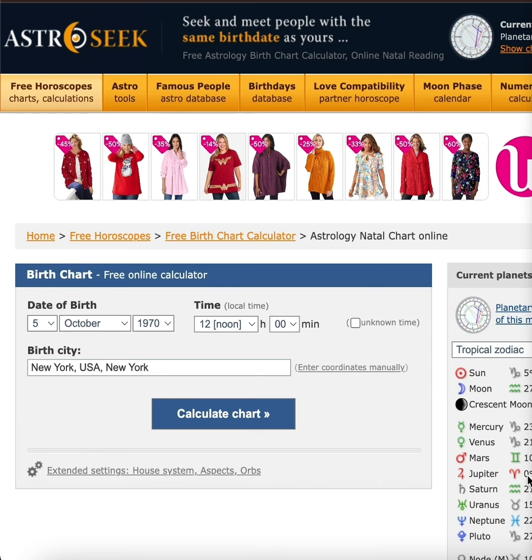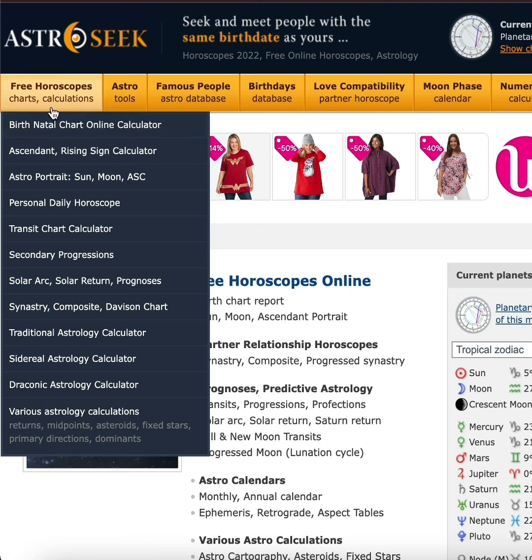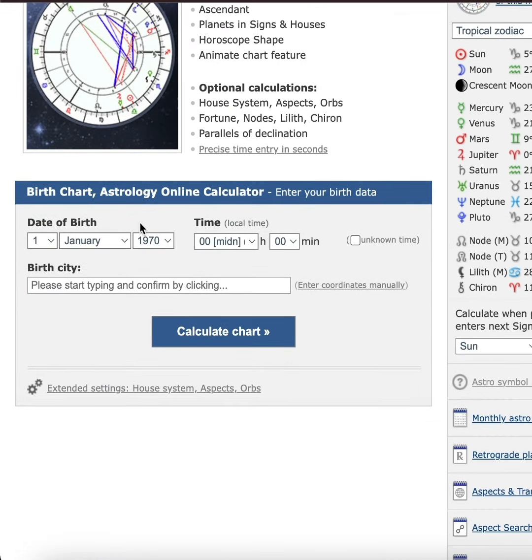Anyways, if you're new here, let's find out how to find your birth chart. So let's begin. First, go to the website AstroSeek. You want to use the birth chart online calculator. I like to use AstroSeek, but you can use whatever website you want. I like to look at the entire chart for this purpose, okay?